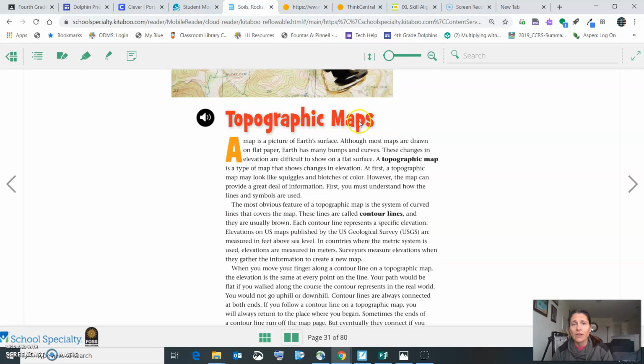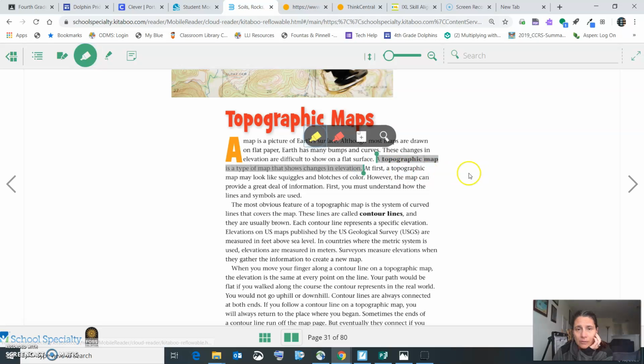Alright, so, topographic maps. A map is a picture of the Earth's surface. Although most maps are drawn on flat paper, Earth has many bumps and curves. These changes in elevation are difficult to show on a flat surface. A topographic map is a type of map that shows changes in elevation. So I'm going to try to use this highlighter right here because that was important. Right there. And let's make it yellow.